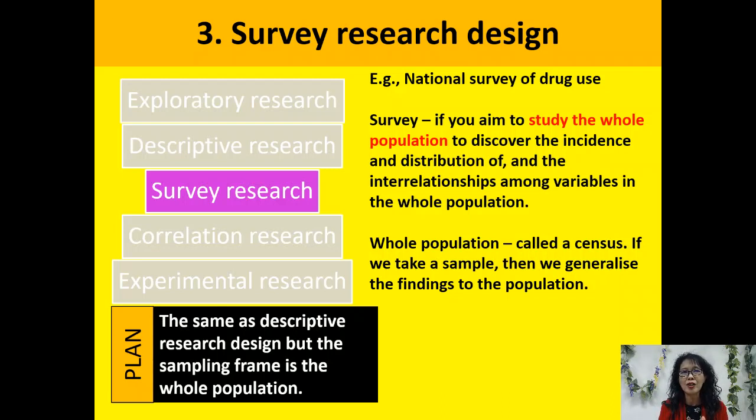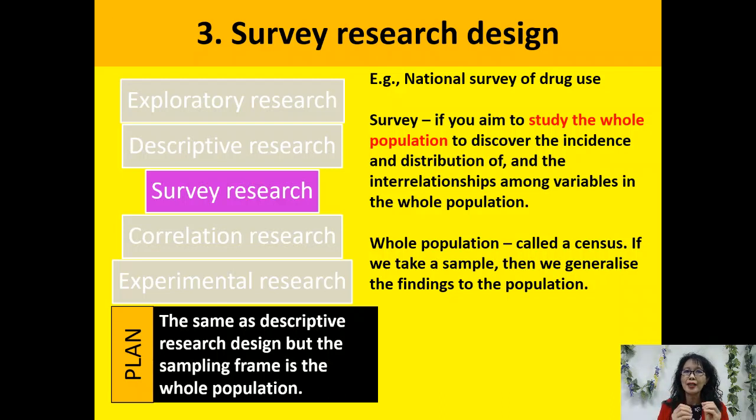A survey research design means we intend to study the whole population to discover the incidence and distribution of certain patterns in the whole population. But usually only the government has the money and resources to do a whole population study, and that is called a census. Most of us, if we get a research grant, we can do a survey of the whole population, but we take a sampling. We cannot study the whole population. We take a sampling, and I'll talk about sampling in another lecture.